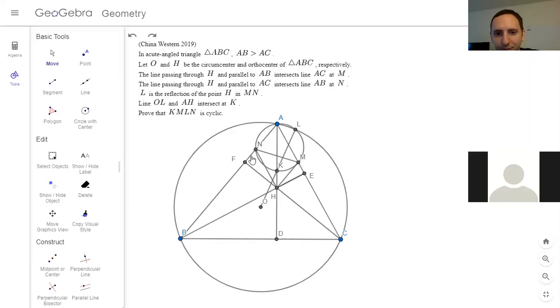But basically, if you can show that the ratio of the powers of F with respect to those two circles are the same as the ratio of the power of E with respect to those two circles, then ALEF is cyclic. That's basically it. So the power of F with respect to the circle would be FN times FA. So we'd have FN times FA over FB times FA. And we'd want to show FN over FB is EM over EC. Is that obvious? I'm not sure.